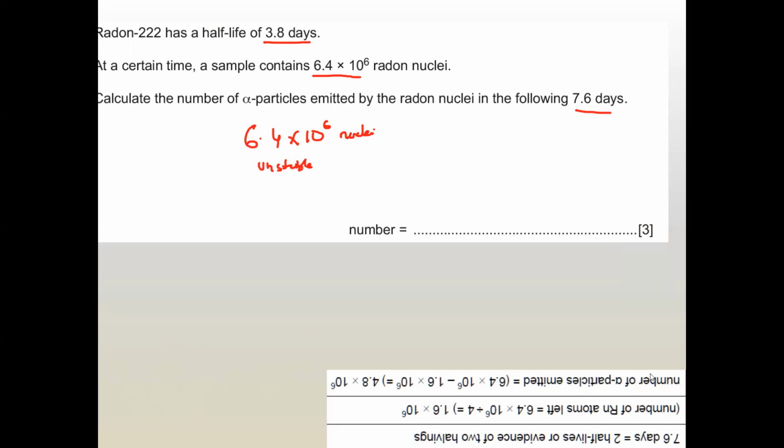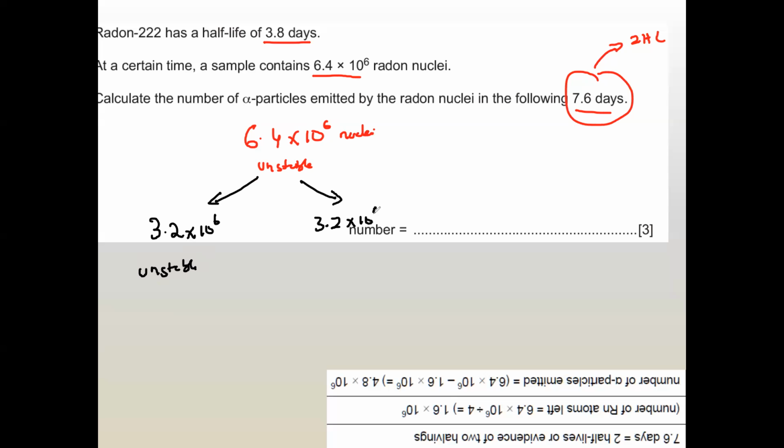So basically, as you can see, in 7.6 days, 2 half-lives are there. So after the first half-life, because these are nuclei, we're dividing into 2 halves. Before, radiation was there, so it always becomes half. In a nuclei, half becomes stable, half becomes unstable. So what is half of 6.4 exponent 6? Half is 3.2 into 10 to the power 6 will be unstable, and 3.2 into 10 to the power 6 will be stable.